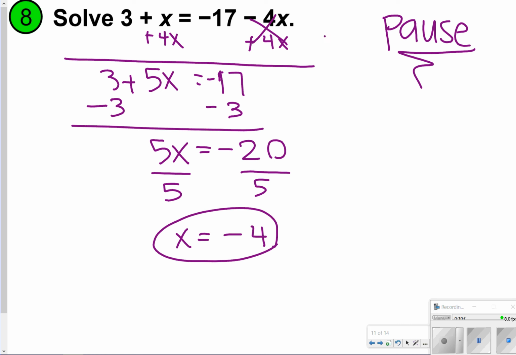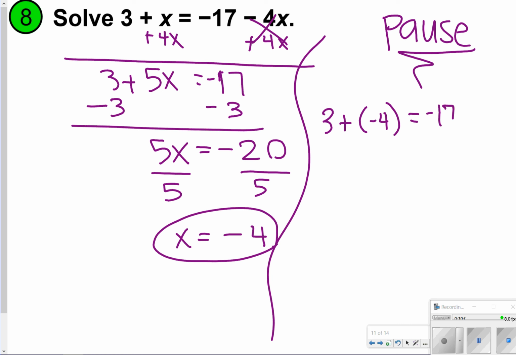That one will be a good one to check. Is 3 plus negative 4 the same thing as negative 17 minus 4 times negative 4? This is going to give us negative 16. So negative 17 and a positive 16 does give us negative 1, and 3 plus negative 4 does give us negative 1 as well.